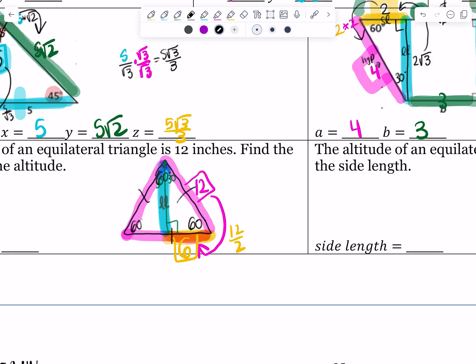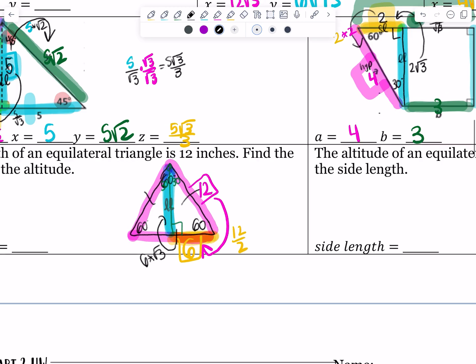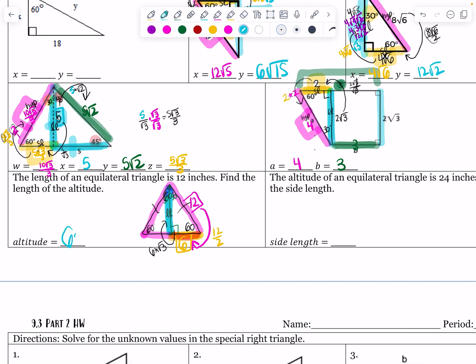So how do you get to the long leg? We are going to multiply times the square root of 3. So that's going to be 6 times root 3. So my blue amount is going to be 6 root 3. 6 root 3 inches. Okay.